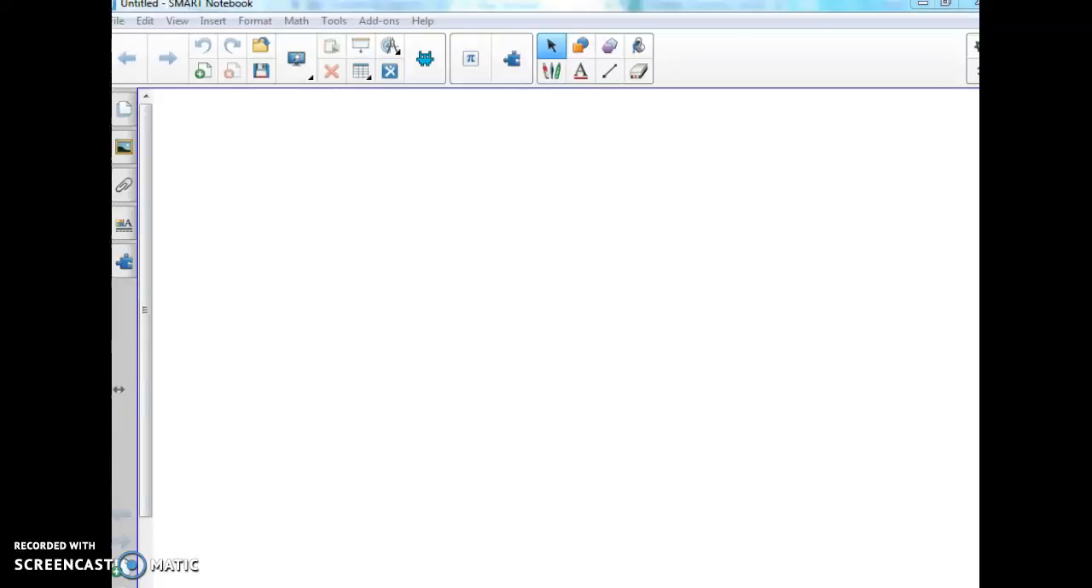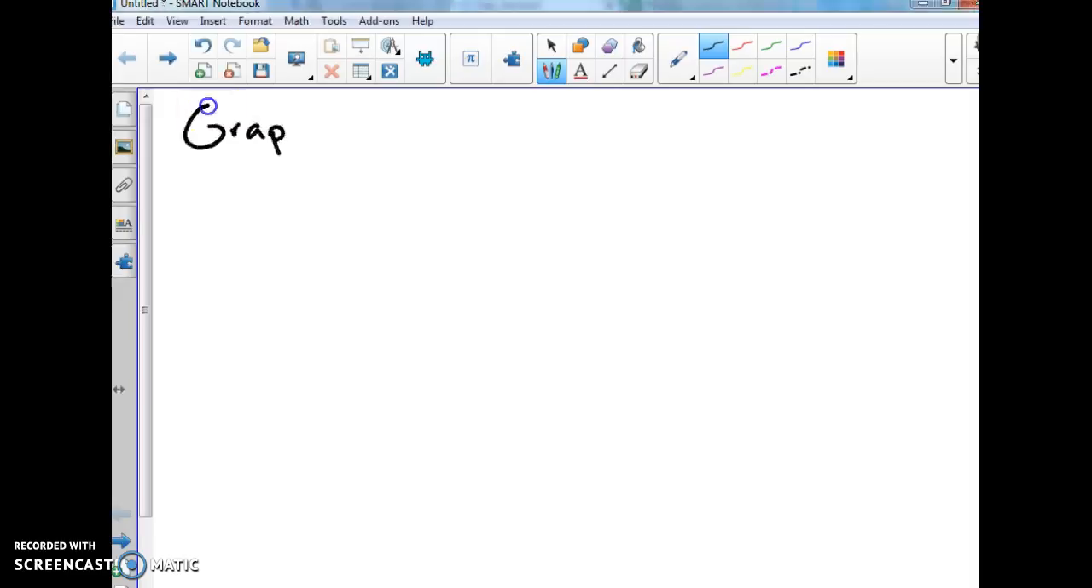Now that we've looked at just a general graph of cosine, sine, and tangent, we're going to look at when we have different values instead of just a 1 cosine 1x. So this is just a continuation, and we'll call this part 2.